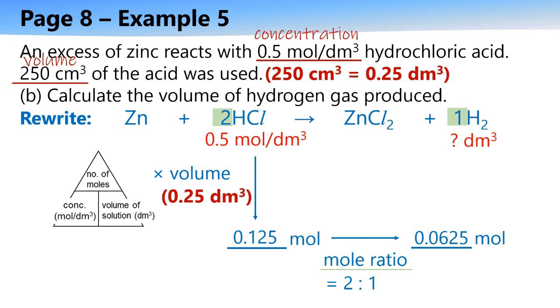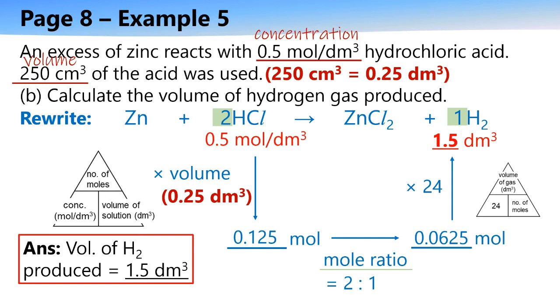Now, from the number of moles, how do I get the volume of hydrogen? This time, it's not related to concentration. This is for volume of gas. To get the volume of a gas from the number of moles, we multiply by 24. So 0.0625 moles multiplied by 24 gives the volume of gas, in this case 1.5 dm cube. So the volume of hydrogen gas produced will be 1.5 dm cube.